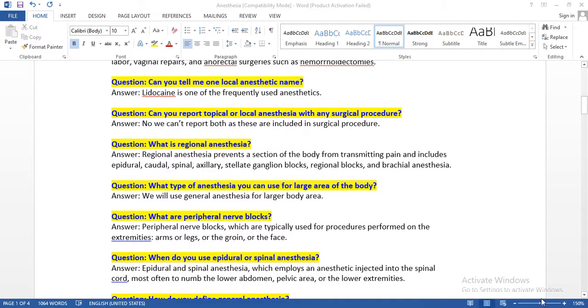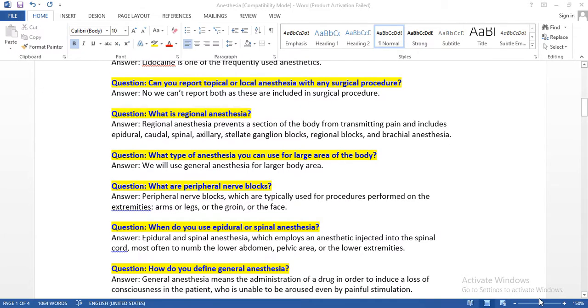Question: Can you tell me one local anesthetic name? Answer: Lidocaine is one of the frequently used anesthetics in surgery. So whenever you see lidocaine, we need to remember that this is one type of anesthetic used by the anesthesiologist.